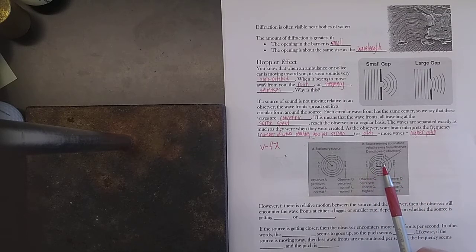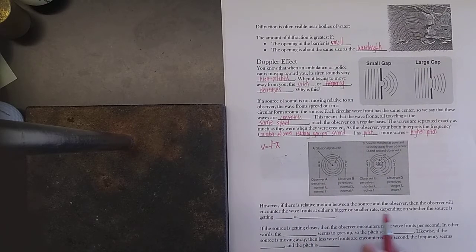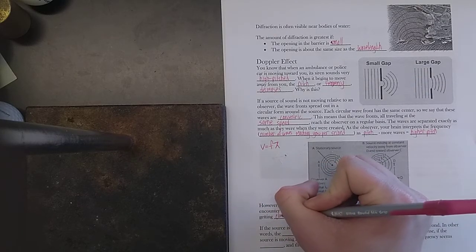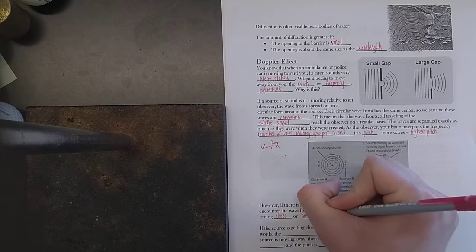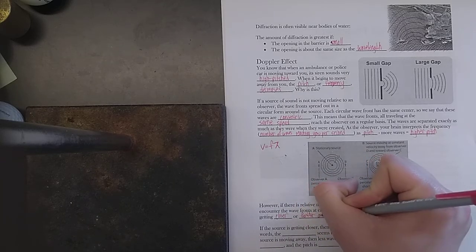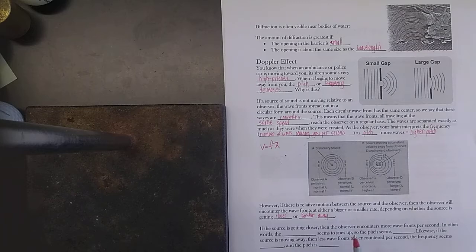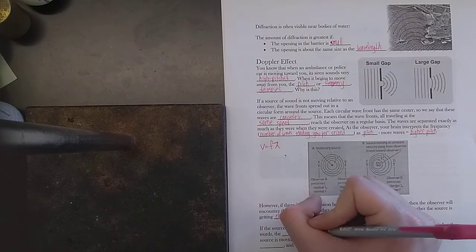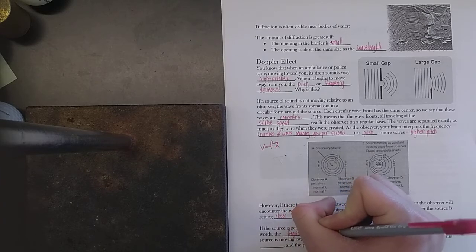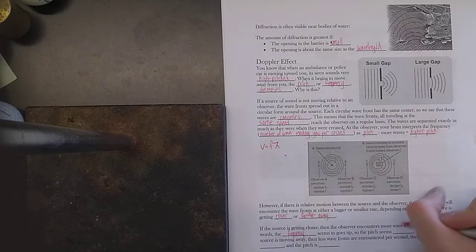The frequency of the source has not changed, the pitch of the source hasn't changed, but all three of them are right from their own perspective. If there's relative motion between the source and observer, the observer will encounter wavefronts at either a bigger or smaller rate depending on whether the source is getting closer or farther away. If the source gets closer, the observer encounters more wavefronts per second. In other words, the frequency seems to go up, so the pitch seems higher.